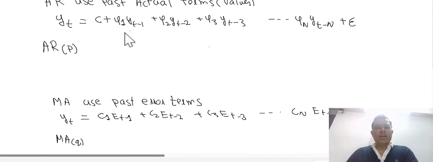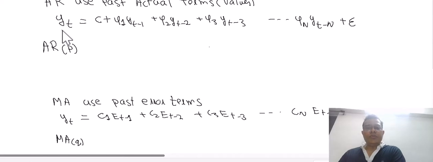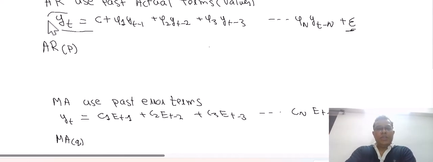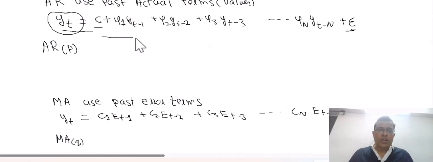If we are building an AR model, the AR model uses the past actual values. In our AR model, that is the auto-regressive model, this would be the equation: Yt is equal to C plus phi1 Yt minus 1 plus phi2 Yt minus 2 plus phi3 Yt minus 3, and this goes on till phi n Yt minus n, and the last thing is the error term. In the example, I said I want to do the forecast for my July month. So Yt is the forecasted value for the July month.